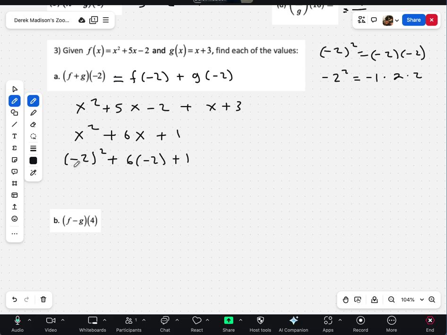And now that we have that all plugged in, we can just say 4 minus 12 plus 1. And 4 minus 12 plus 1 would be down 8. Back up 1 would be -7.